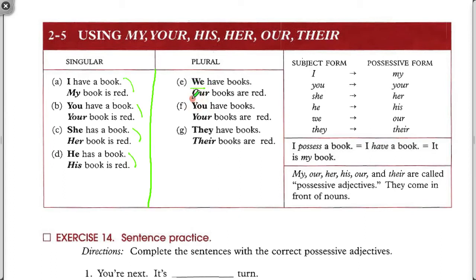And this, we changes to our. You changes to your. They changes to their. In the subject form, we have here I, you, she, he, we, and they. Possessive form: my, your, her, his, our, and their. So I possess a book. I have a book. It is my book. Possessive adjectives come in front of nouns.